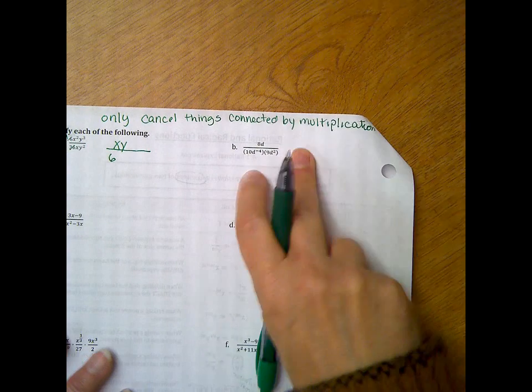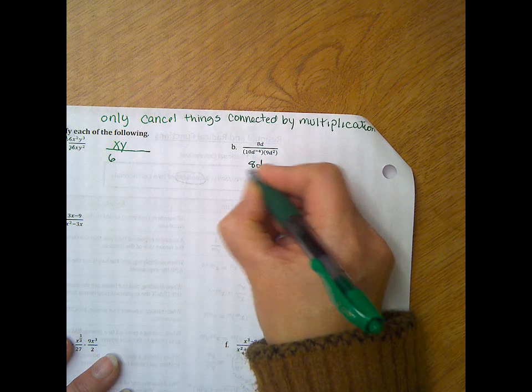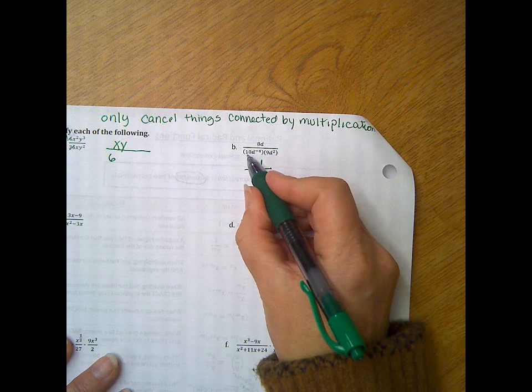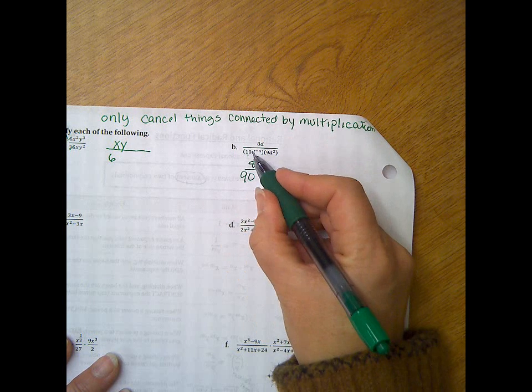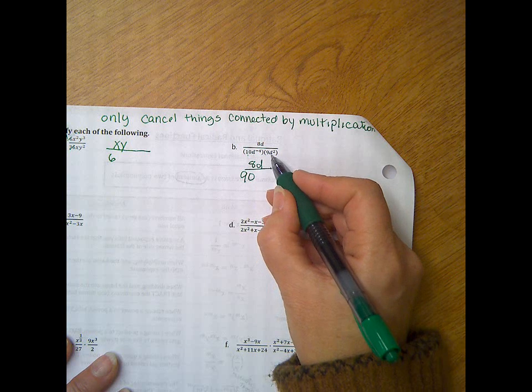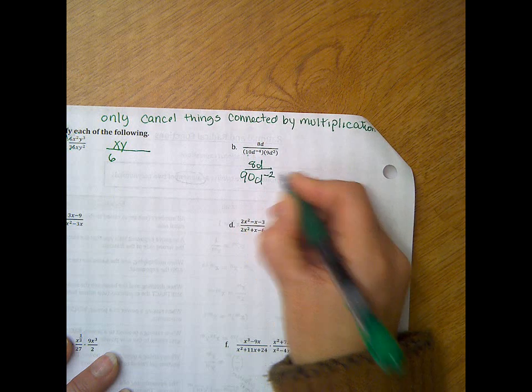Okay, here, this one, everything's connected by multiplication. So the best thing to do, don't try to do everything at once. Let's just combine that denominator first. Coefficients first. 10 times 9 is 90. D to the negative 4 times d squared, you add the exponents, is a d to the negative 2.